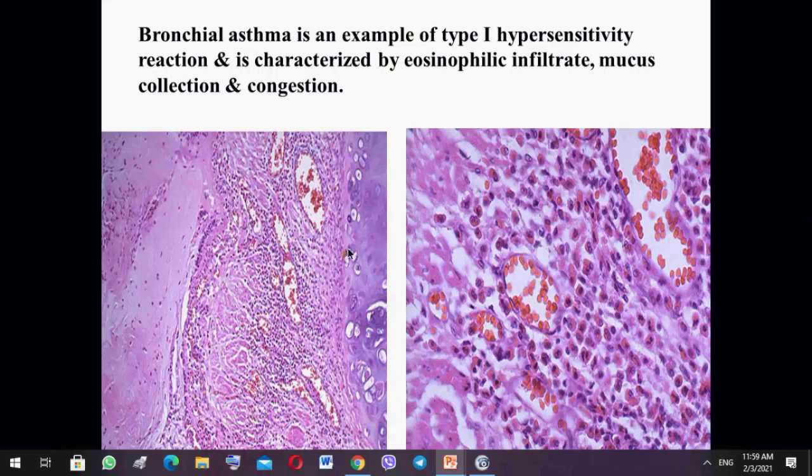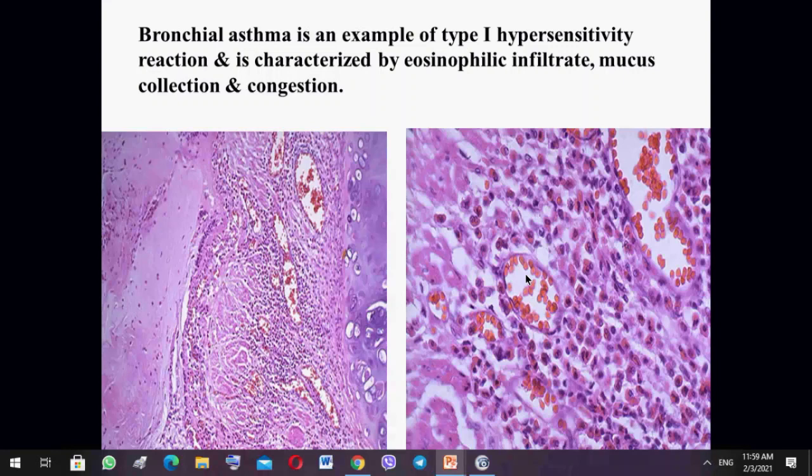And you can see here the bronchi. This is the cartilage of the bronchus, and here we have congestion of the blood vessels, and here we have inflammatory cell infiltration, and here we have abundant mucus secretion in the bronchi. Okay, and by higher power you can see that most of the inflammatory cells are eosinophils. Okay, and also we have congestion of the blood vessels that are present in the wall of the bronchi.